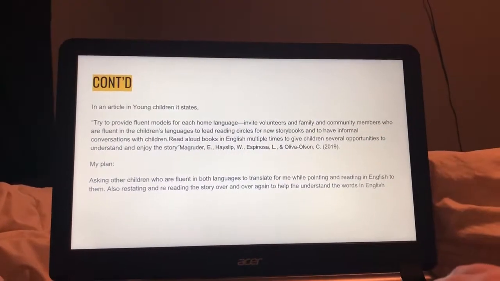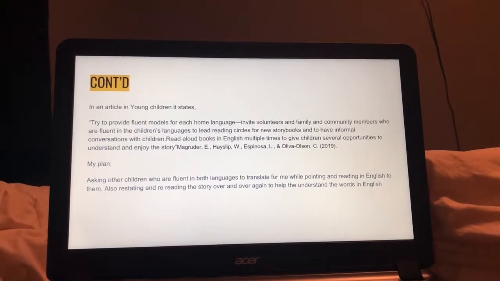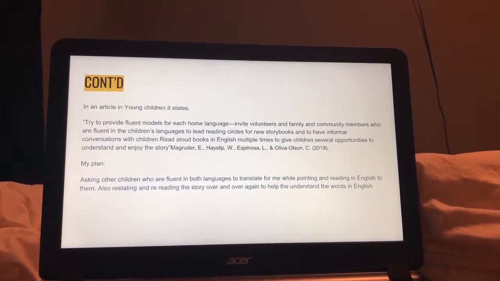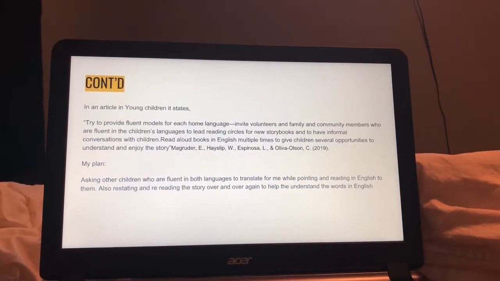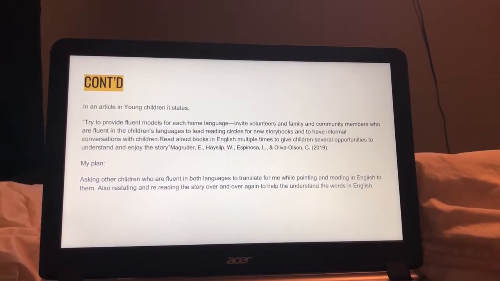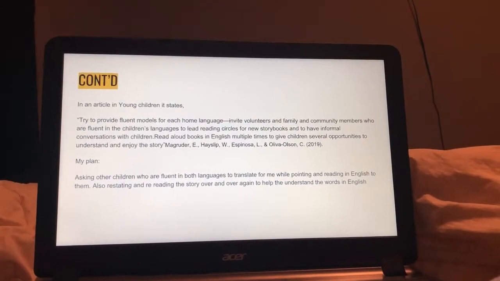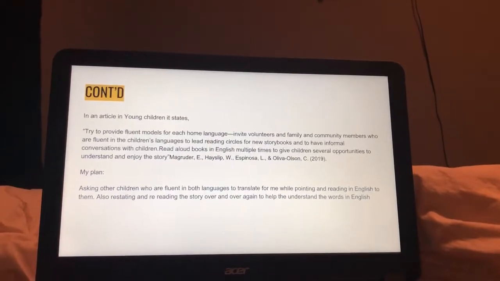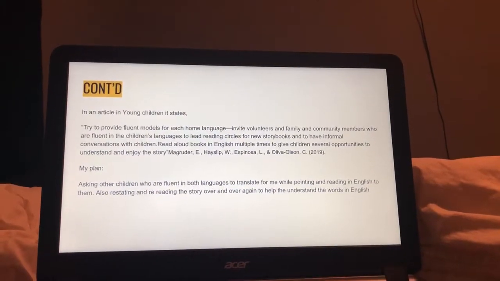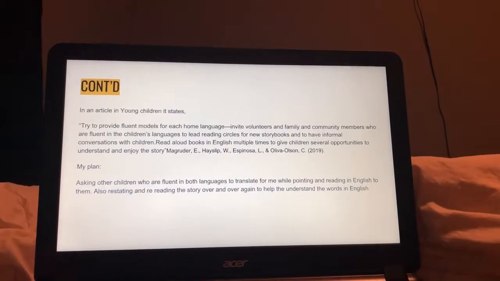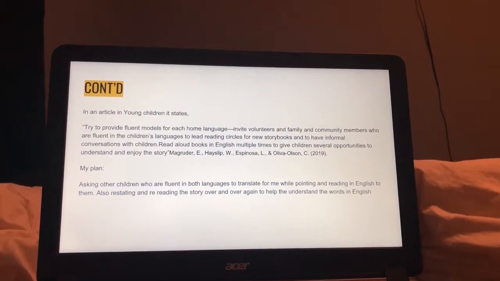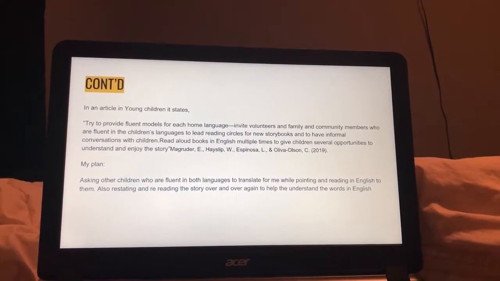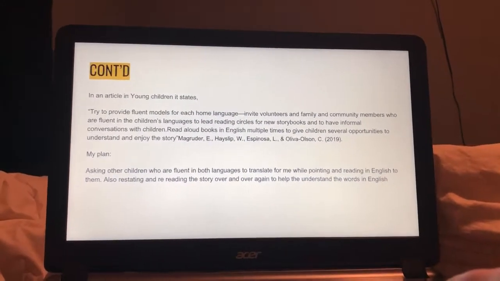Continued, in the article Young Children, it states, try to provide fluent models for each home language. Invite volunteers and family and community members who are fluent in children's languages to read to circles for new storybooks and to have informal conversations with children. My plan is to ask children who are fluent in both languages to translate while pointing and reading in English to them. Also, restating and rereading the story over and over again will help them understand the words in English and be able to see them.